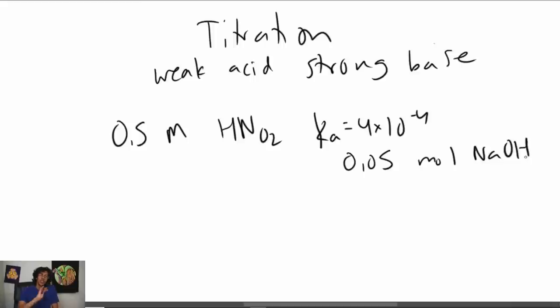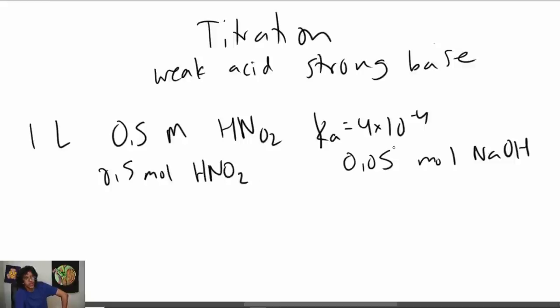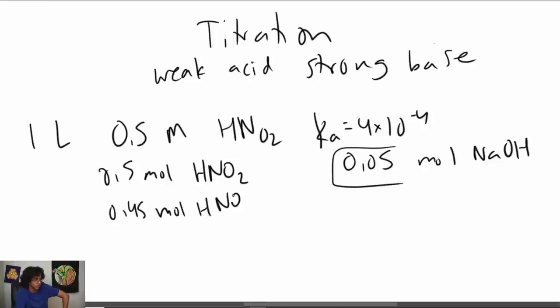So essentially, what the NaOH does is it completely converts some of this HNO2 into its conjugate base. Let's just say there's 1 liter of this. Then we start with 0.5 moles of HNO2, and when it reacts with 0.05 moles of NaOH, it becomes 0.45 moles of HNO2 and 0.05 moles of NO2 minus.